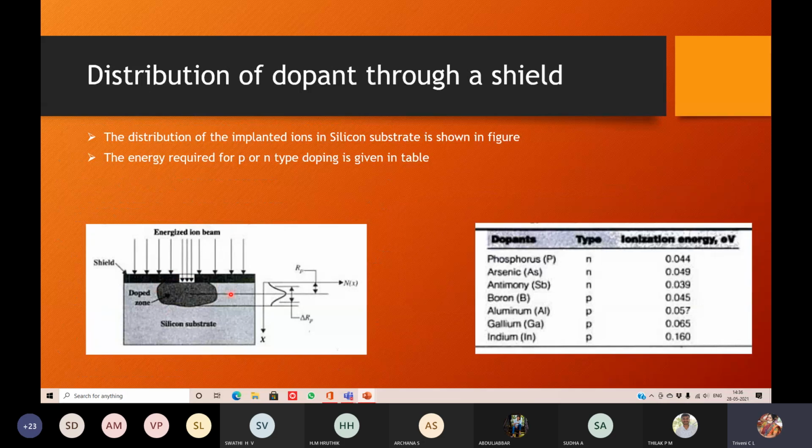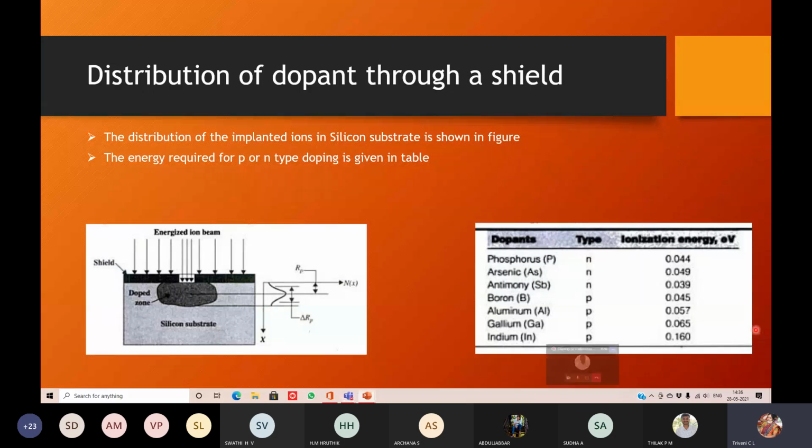But when you see the distribution of the ion implantation, you can see we have this p-n junction, but it will not be uniform. That's a drawback. The distribution of the dopant will not be uniform. The concentration will be high in the middle, and when we go towards the edges, it will be almost negligible.